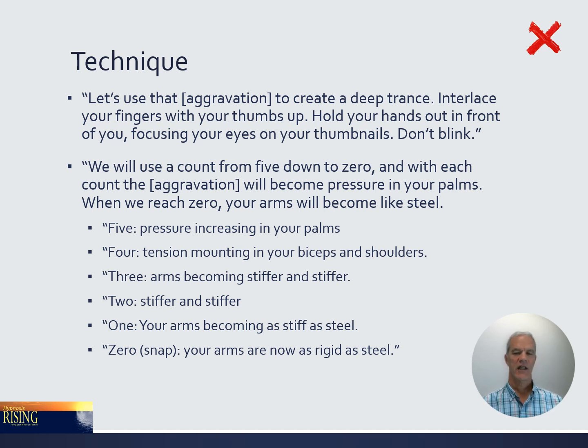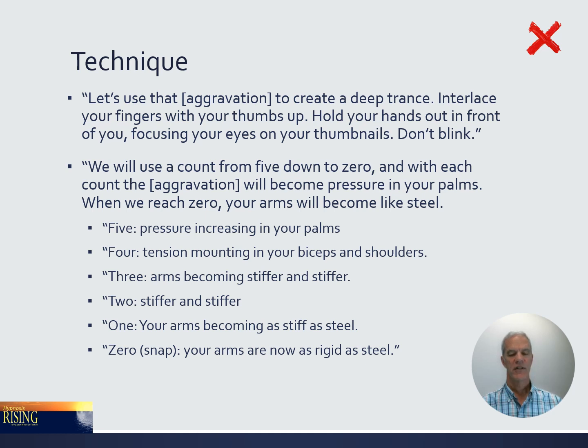The dialogue for the induction is similar to the deepener. Without further commentary, then, we begin. Let's use that frustration to create a deep trance. Interlace your fingers with your thumbs up. Hold your hands out in front of you, focusing your eyes on the thumbnails. Don't blink. We will use the count from 5 down to 0, and with each count, the frustration will become pressure in your palms. When we reach 0, your arms will become like steel.